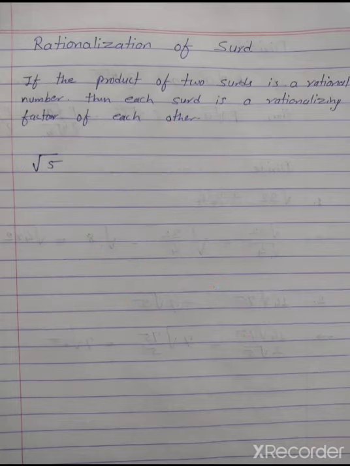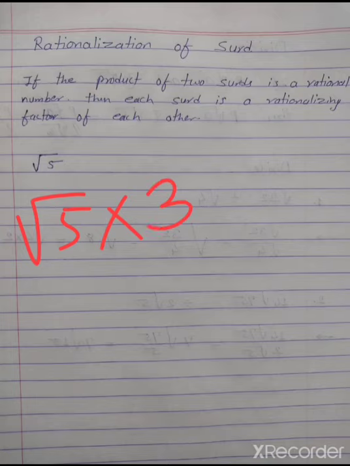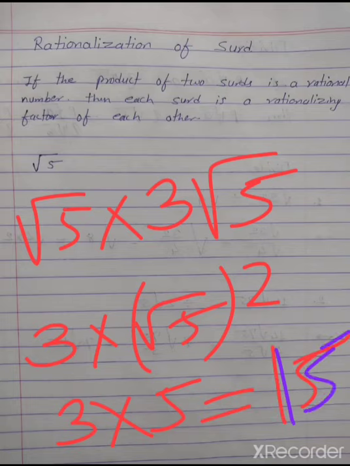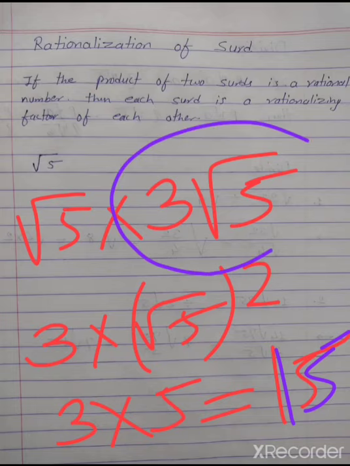Similarly, we can take, suppose, 3 root 5. When you multiply, you will get 3 into root 5 bracket square, which is equal to 3 into 5, which is equal to 15. So 15 is again a rational number. So you can say this number is also a rationalizing factor of this given number.